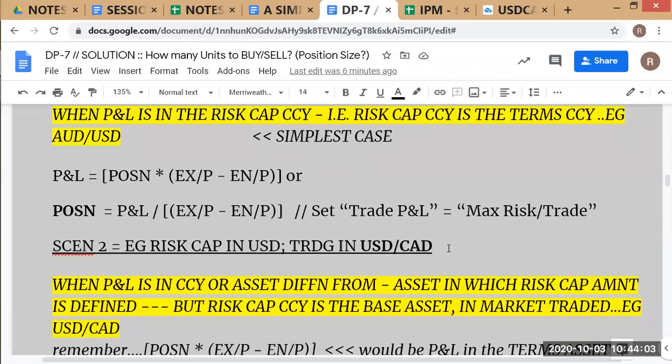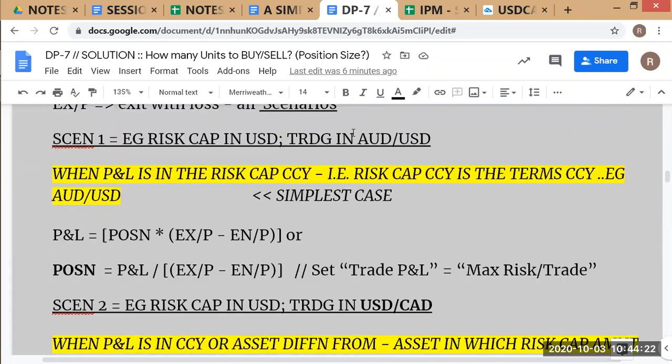In all cases, you're applying the same basic structure, that the PNL in the risk capital currency should be the PNL in the terms currency times some factor to convert the PNL in the terms currency into PNL in the risk capital currency. In this case, when you trade Aussie US, your PNL is in US dollars, and so it doesn't require a conversion. Or in general terms, you can think of it as PNL in US dollars is equal to PNL in Australian dollars, divided by 1.